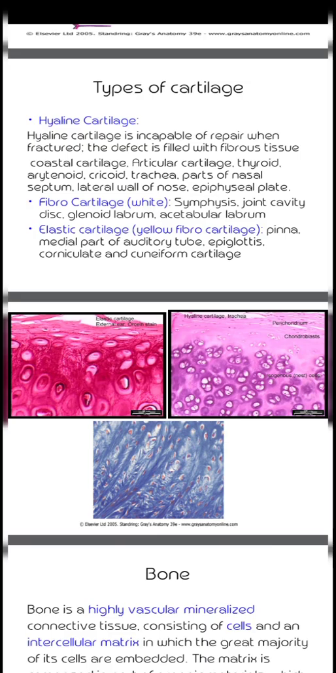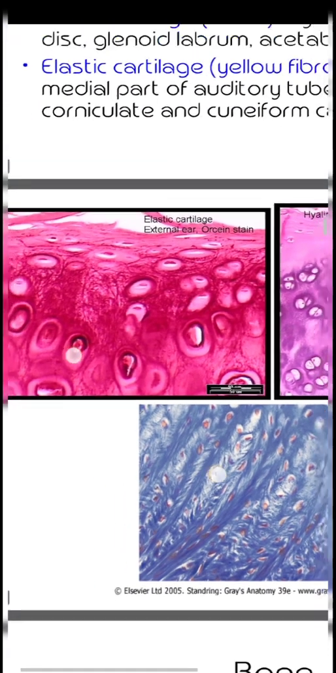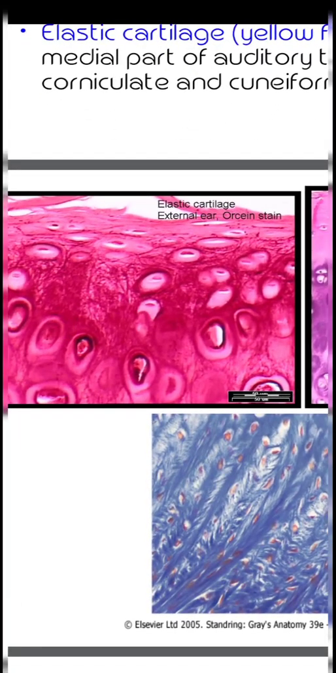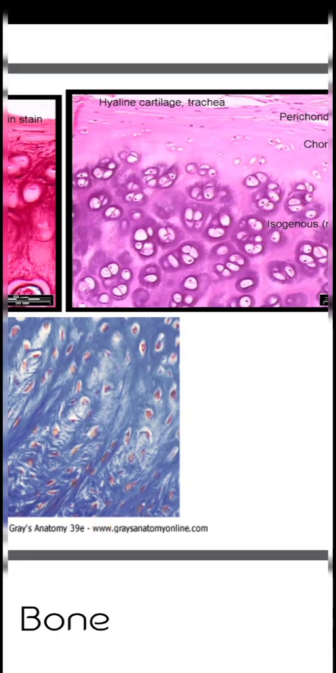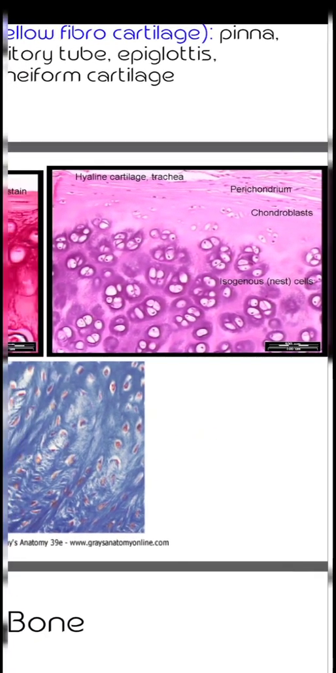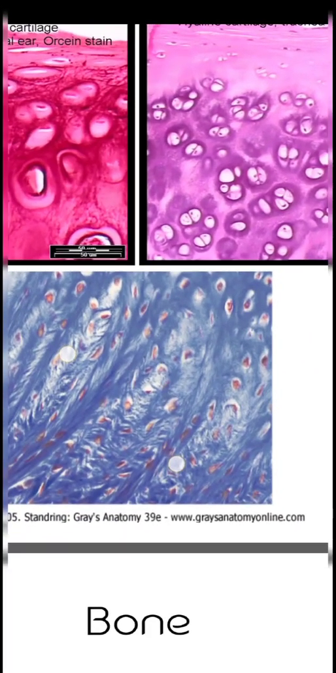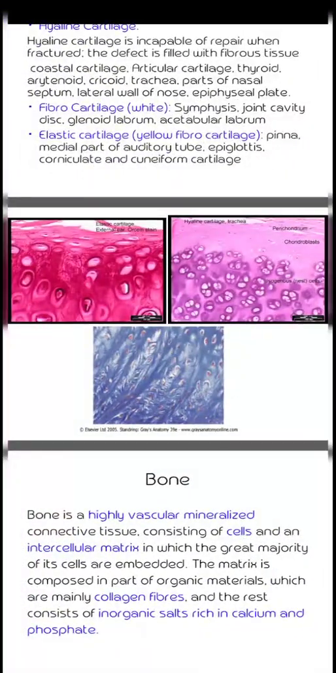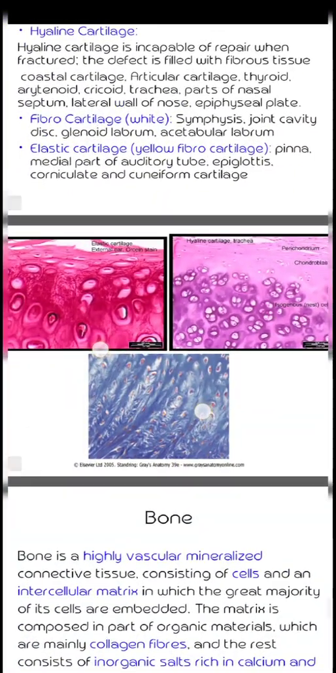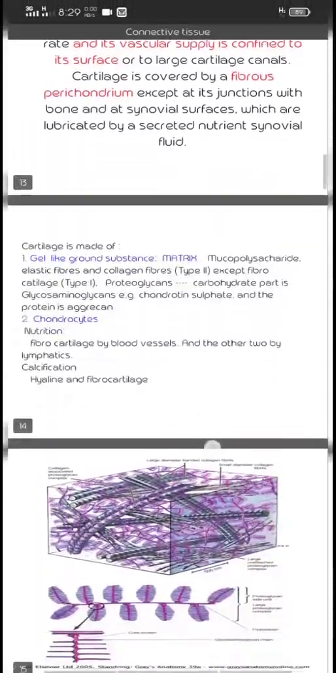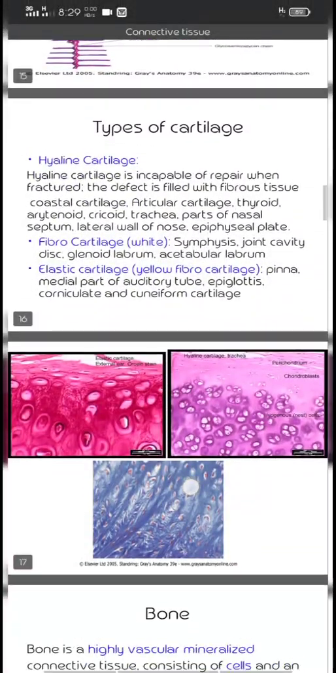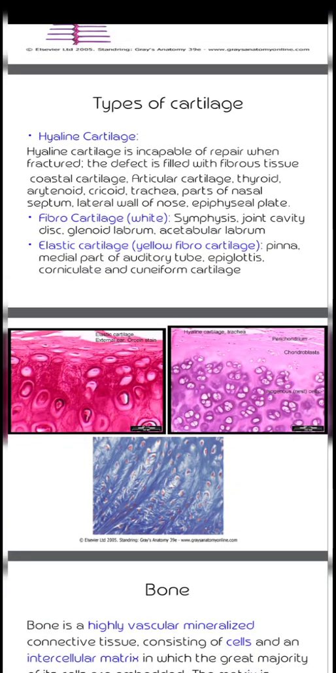So these are different types of cartilages. These are the pictures given. This is elastic cartilage of the external ear. This is the hyaline cartilage, and this is fibrocartilage. Okay. So fibrocartilage is very hard as compared to the other two. Elastic cartilage is the softest.